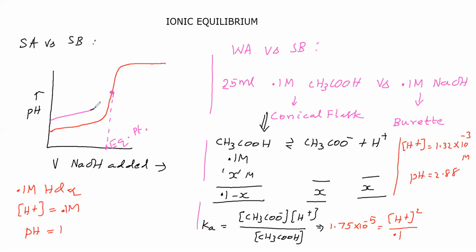Then the graph goes like this. The center point is the equivalence point, plotted against the volume of sodium hydroxide. The pH at the equivalence point is greater than 7. So for this weak acid versus strong base titration, the sudden increase in pH near the equivalence point is less when compared to strong acid versus strong base titration. Now we got the graph.